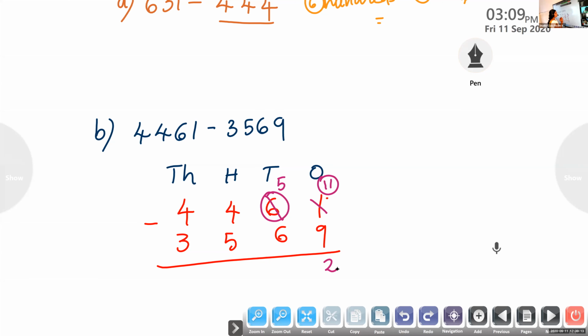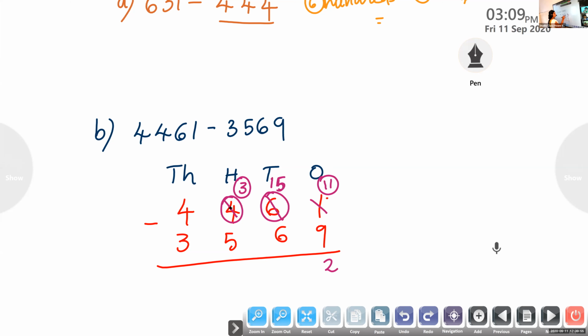Again 5 minus 6. Is 5 less or greater than 6? Less. So we have to borrow from the hundreds place. Here 4 hundreds are there. From that we are taking 1. 4 minus 1, what will we get? 3. And that 100 we are going to add with the 5 tens. So how many tens will we get?